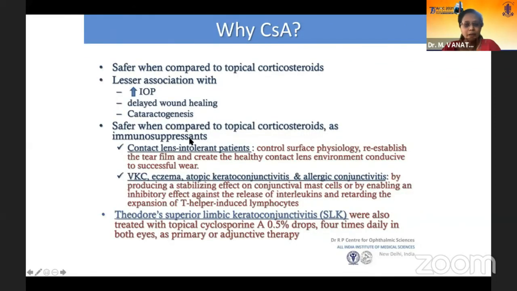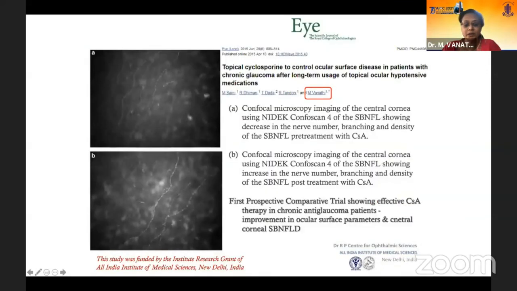So it could be helpful in mild to moderate dry eye disease, contact lens intolerant patients, chronic VKC, allergic eye disease and SLK, which are the cases that will benefit. And there is clinical and experimental evidence that use of topical cyclosporin as an immune modulator does help in improvement of the subepithelial corneal nerve fiber plexus following cyclosporin therapy.